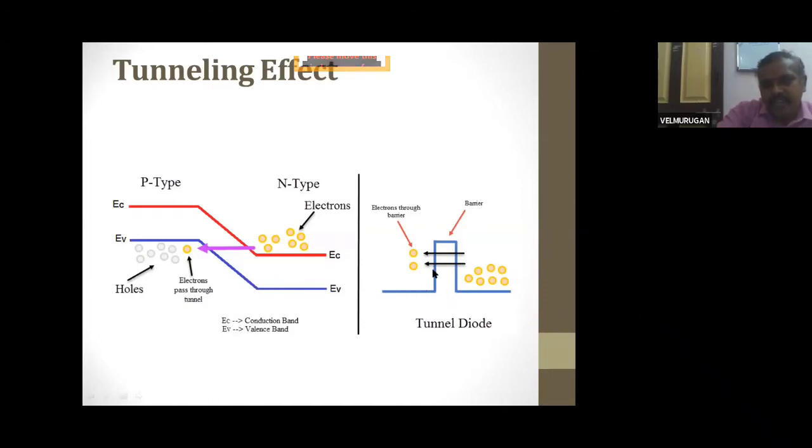Another way to see it: there is a barrier. In this barrier, electrons come from the N type and convert to P type holes. So electrons and holes combine together. Then what will happen? The barrier will be reduced as electrons cross here. Finally the barrier disappears, and now the voltage or current flow continues. This is called the tunneling effect. The tunnel barrier is overcome. That's the tunnel effect in the tunnel diode.